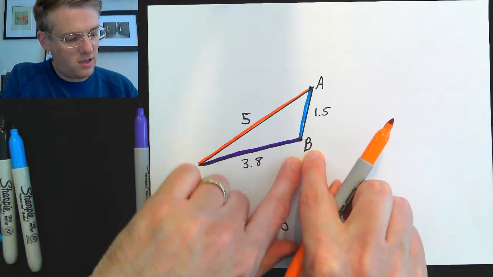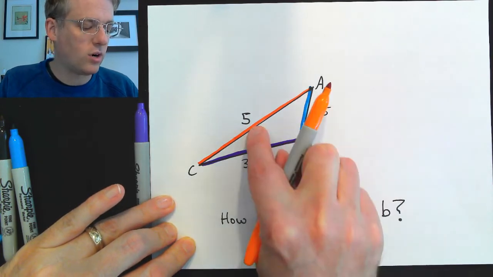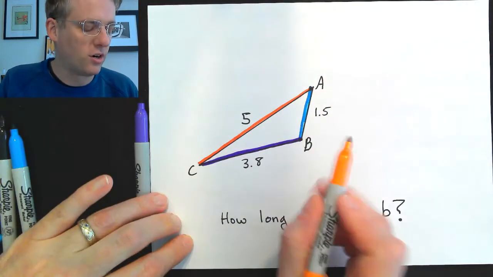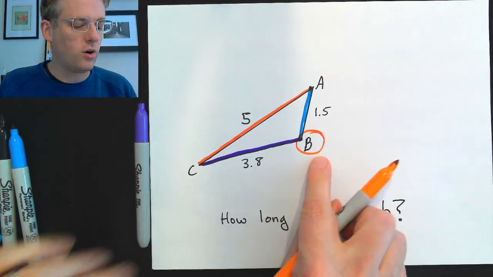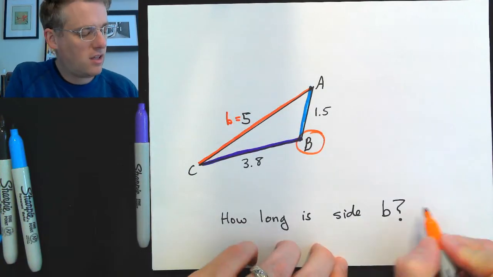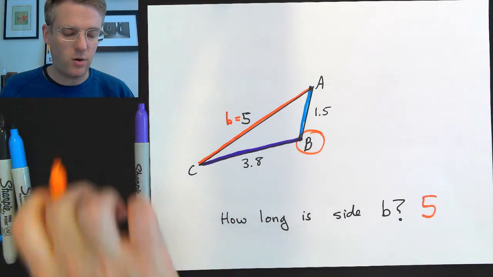So for B, it's on the blue and purple legs. It's across from the orange one. So as angle B gets bigger, it would stretch the orange side. B corresponds to orange, so we're going to say little b is 5. That's our answer to that question. We could be done right now.